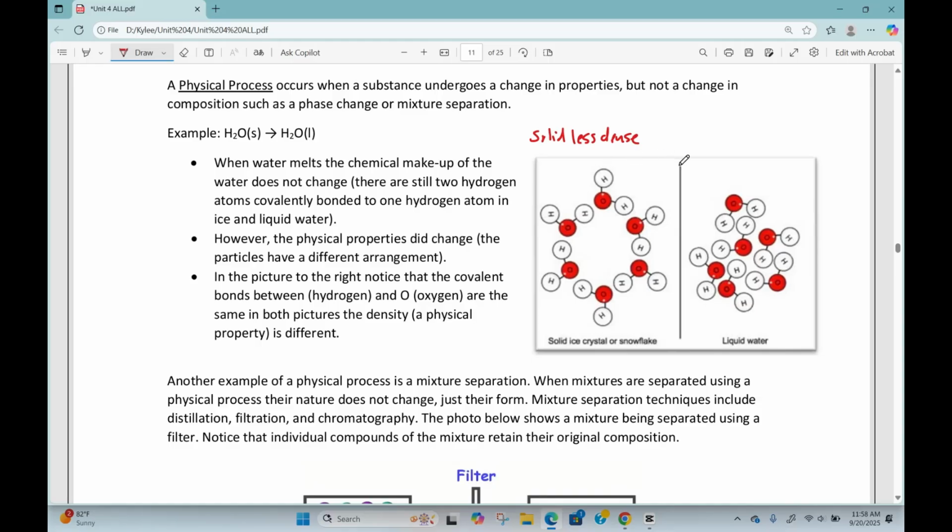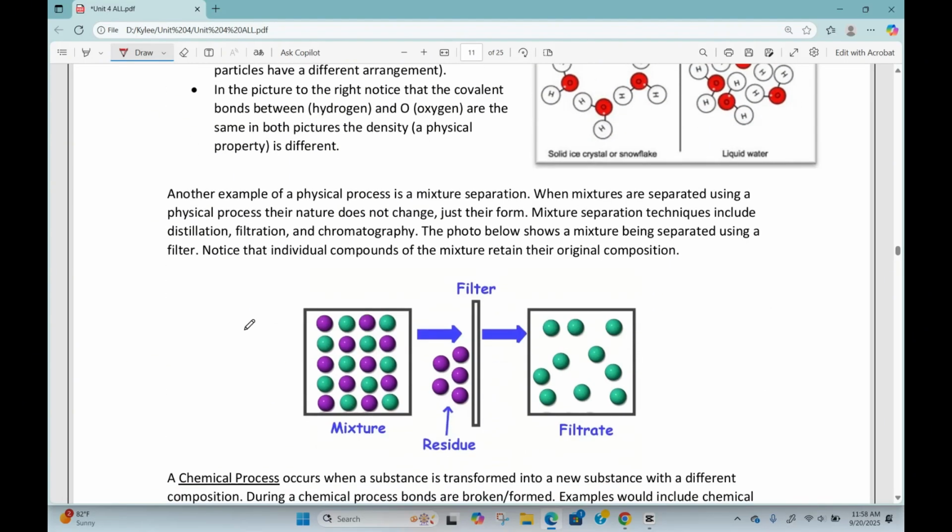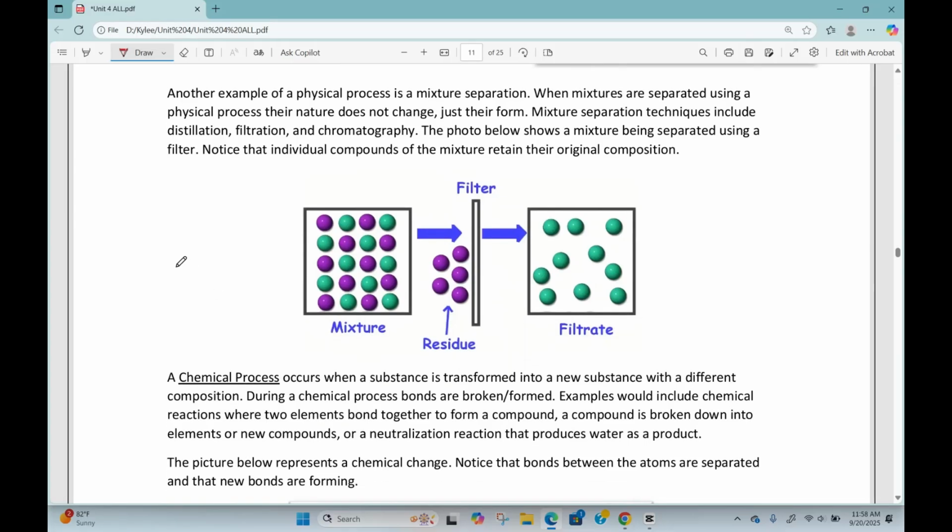Another example of a physical process is when I have a separation of a mixture. So in this example, I have a mixture on the left represented by the two different colors of the circles or the dots. I'm using a filter to separate out the purple ones. Maybe they have a bigger size, and the green ones are smaller, so they pass through the filter into what we call the filtrate. This ties into some of our Unit 3 things that we talked about with separation of particles.